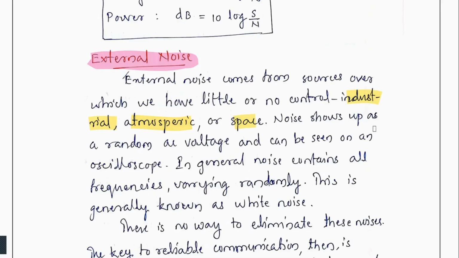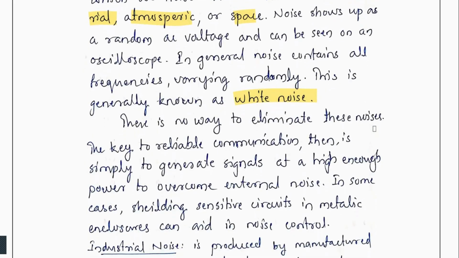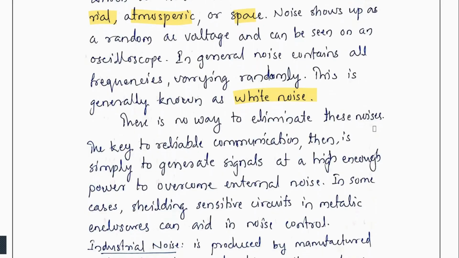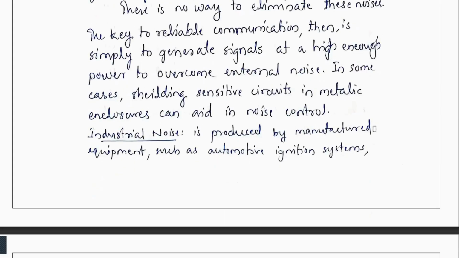Noise shows up as a random voltage and can be seen on an oscilloscope. In general, noise contains all the frequencies, varying randomly. This is also known as white noise. There is no way to eliminate these noises. The key to reliable communication is simply to generate the signals at a high enough power to overcome this external noise. In some cases, shielding sensitive circuits in metallic enclosures can help control it. That is the only thing you can do: use metallic enclosures.